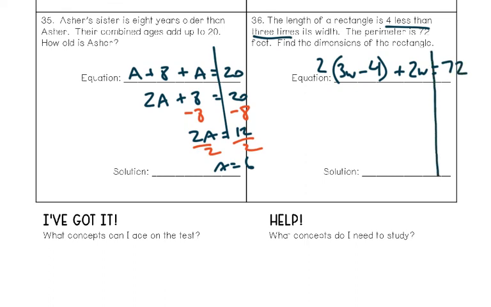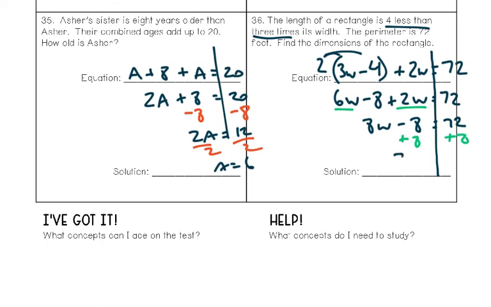Now I'll draw my line on the equals and simplify what I can first. So I'm going to distribute that 2 to each of those terms. I'm going to combine any like terms. So 6W plus 2W, that's 8W minus 8 equals 72. I need to get rid of that minus 8 with a plus 8. So I'm left with 8W equals 80. That means that I need to divide by 8 now to get that W by itself. When I have the W by itself, I know the width is 10.